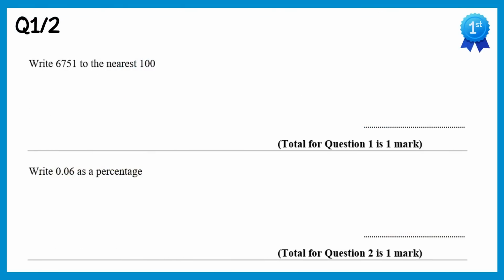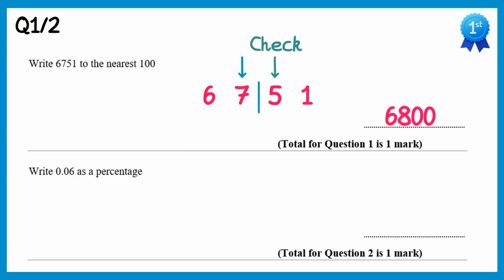For this question we need to round the number to the nearest hundred. So let's write the number out. Then we need to find which digit is in the hundreds column, that's the 7 here. Then draw a line after the 7 and check the number after that line. So we're going to check this 5. Since this is 5 or greater we're going to round up. So the 7 will become an 8, so the answer is 6,800.